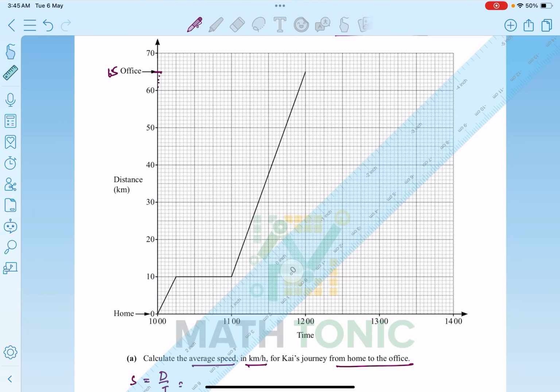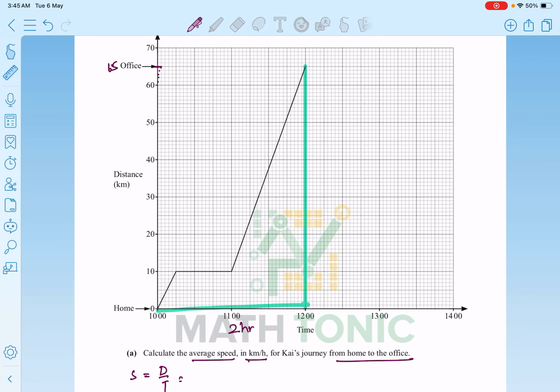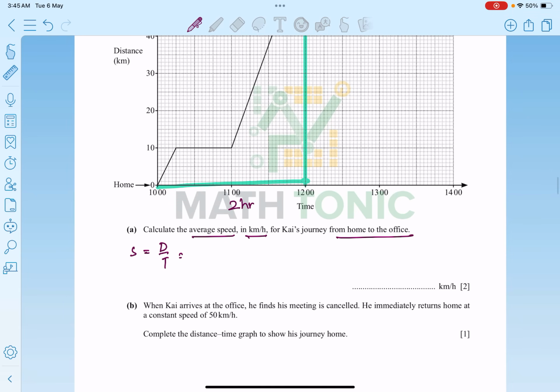If I try to show you the total distance, it will look like this. Can you see this, everyone? The time is given: from 10 to 12, that means 2 hours. And the distance is given, 65. So I can simply do distance over time, 65 over 2, that is 32.5. So I got 32.5 kilometers per hour.